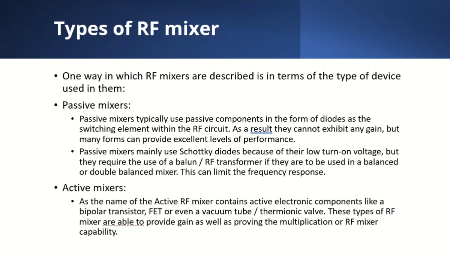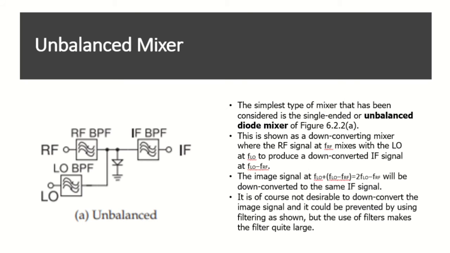For this class, we're going to discuss only the passive mixer and its types. We will start with the unbalanced mixer, and after the unbalanced mixer we will look at the balanced mixer. So this is the unbalanced mixer. It uses a single diode. We call it a single-ended diode because it is grounded. And other than that, it uses a band pass filter at the input and also the output.